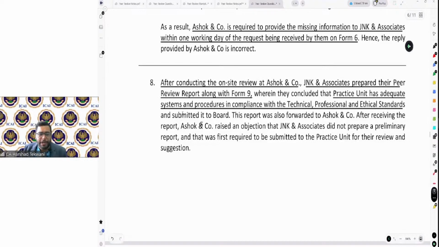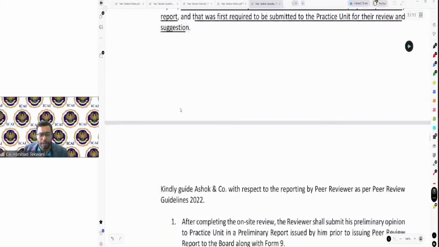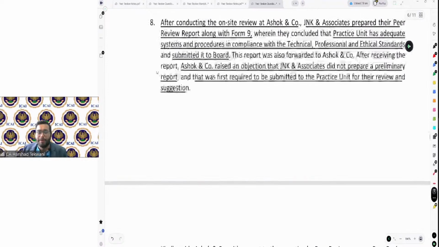And this report was submitted to the board. Now, Ashok and Company also received a copy of this report. After receiving the report, Ashok and Company raised an objection that J&K Associates did not prepare a preliminary report, which was first required to be submitted to the practice unit for their review and suggestions. Kindly guide Ashok and Company with respect to the reporting by the peer reviewer as per peer review guidelines.